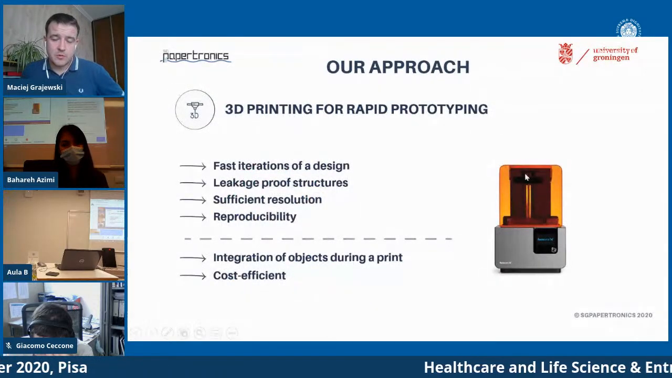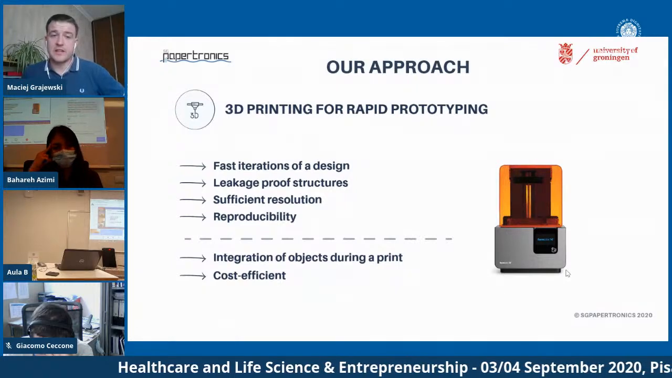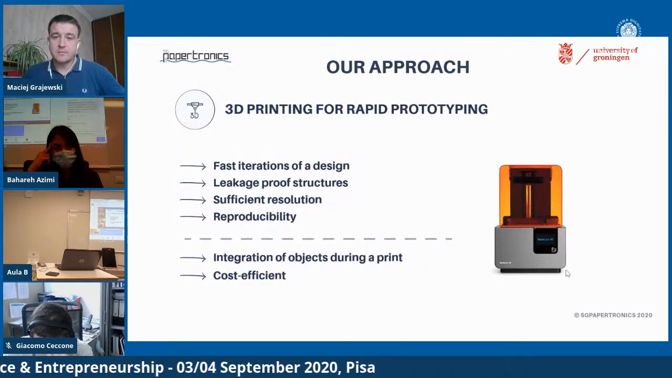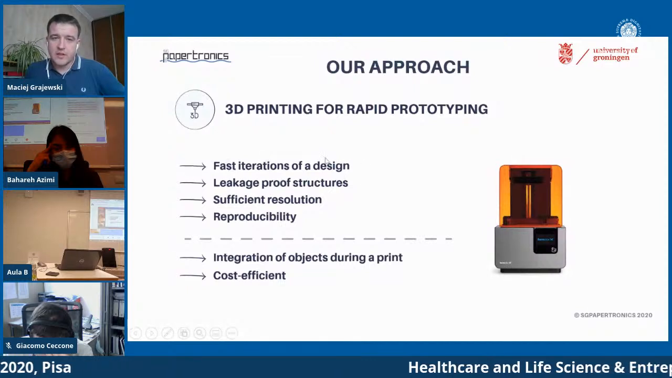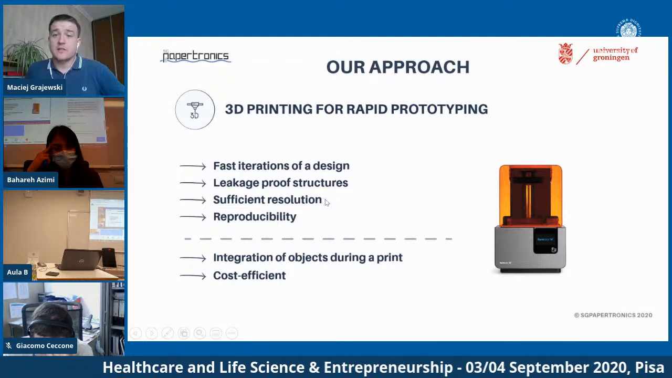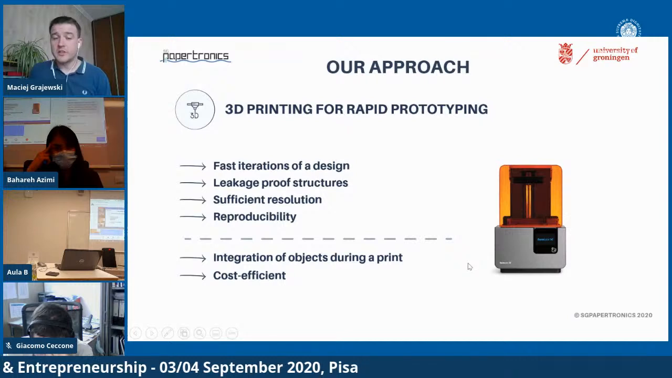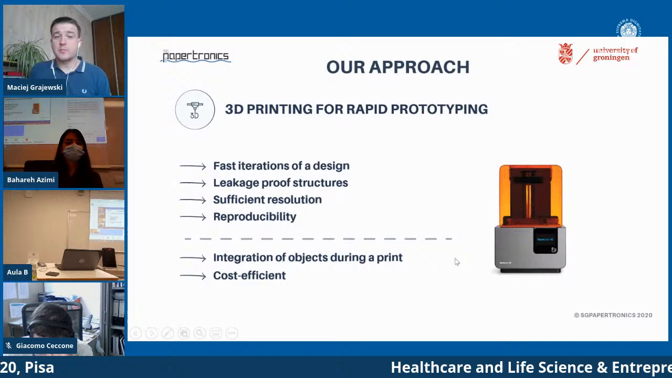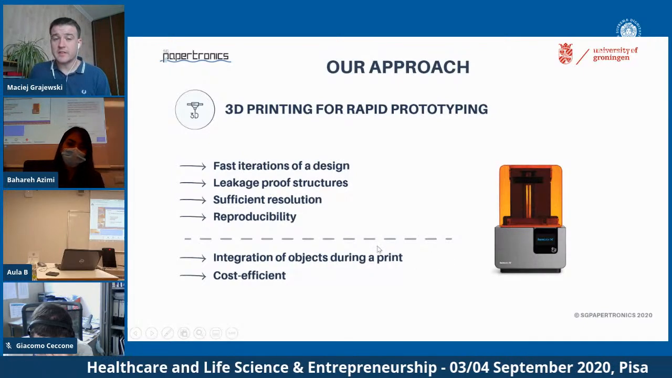For 3D printing, we primarily use SLA printing. This is a laser method, where we use light to cure liquid resin. That gives us freedom in many iterations of our device. We can create leakage-proof structures. The resolution of those devices allows us to work at a microfluidic level. With a little investment in 3D printing, we can achieve really good reproducibility for our devices.